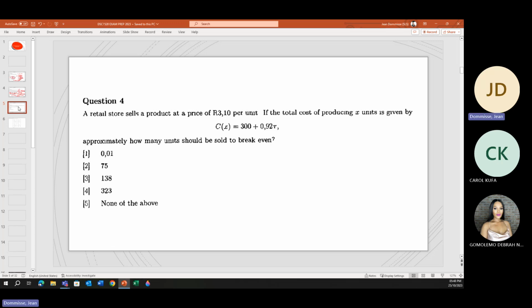Okay, so let's go into question 4. Here they ask us, a retail store sells a product at a price of R3.10 per unit. If a total cost of producing X units is given by, so that's the total cost function, approximately how many units should be sold to break even? Okay, so we've got our total cost function.